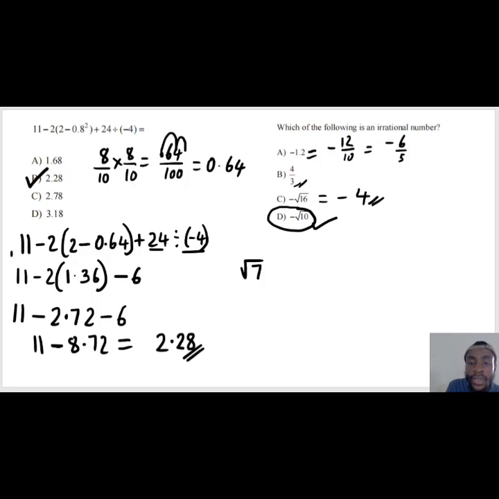This is irrational. Minus root 10. If it was minus root 9, then it will be minus 3. But this one is minus root 10. 10 is not a perfect square. So the answer is option what? D. Now let's continue. Okay, I think that's our last example for today.